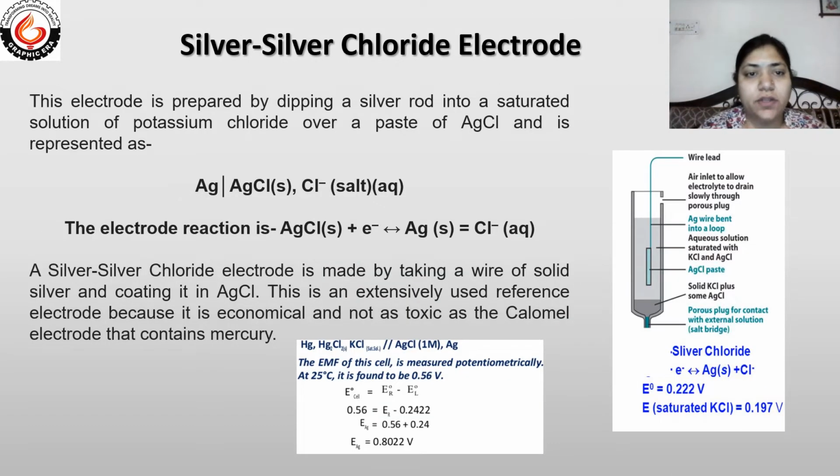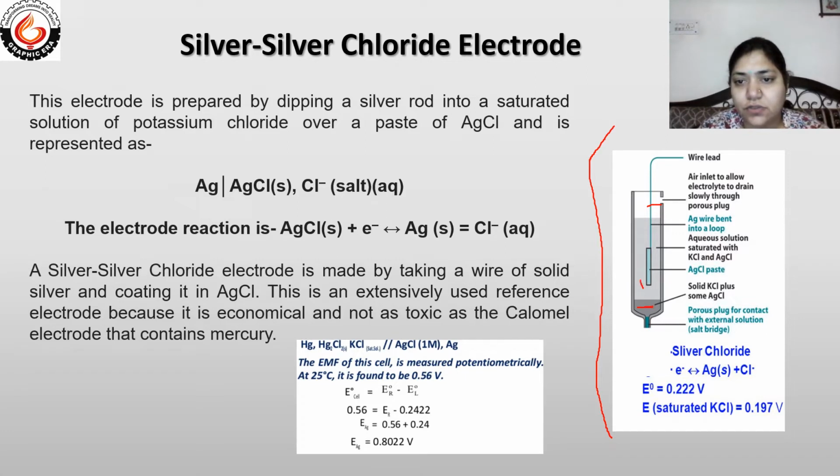The next commonly used secondary standard electrode is the silver chloride electrode. This electrode is prepared by dipping a silver rod or silver wire into a saturated solution of potassium chloride over a paste of AgCl. Here is the assembly of the silver chloride electrode. You can see that a silver wire is here, which is dipped in a solution of KCl over the AgCl. This is the paste of AgCl.